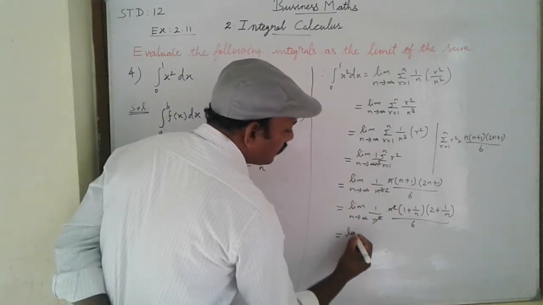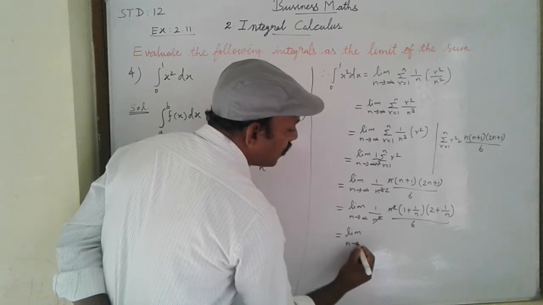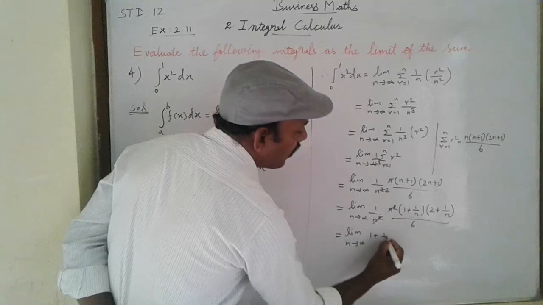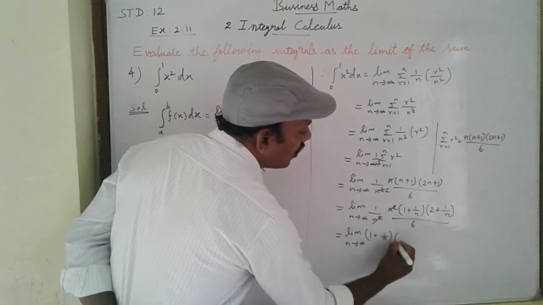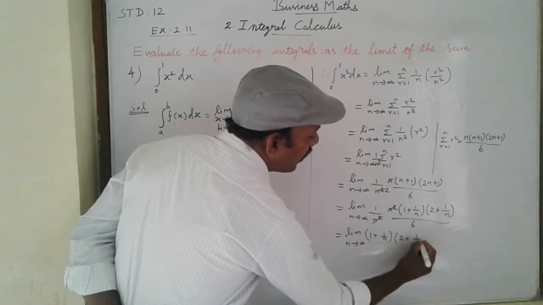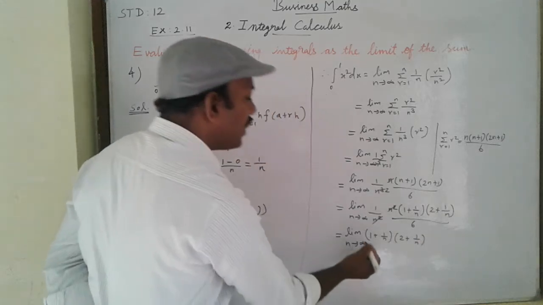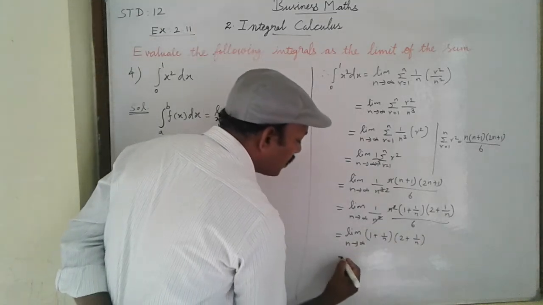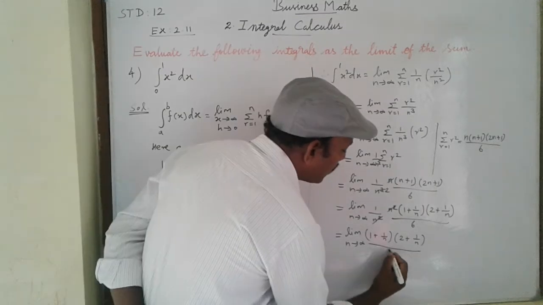Limit as n tends to infinity of 1 plus 1 by n, 2 plus 1 by n. We should substitute the n value here. n is what? Infinity. We should substitute 1 plus 6.